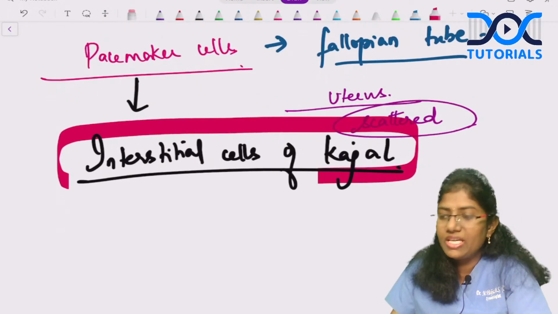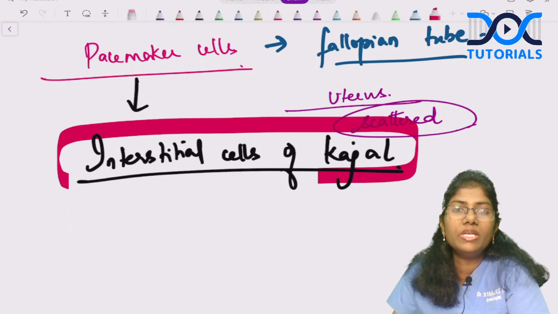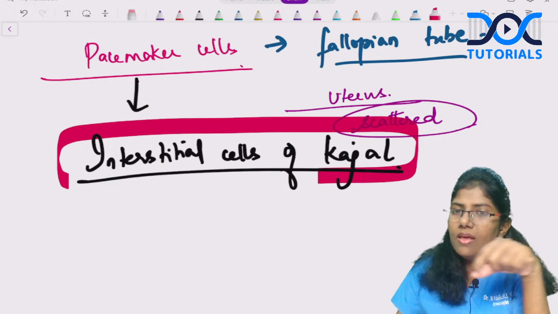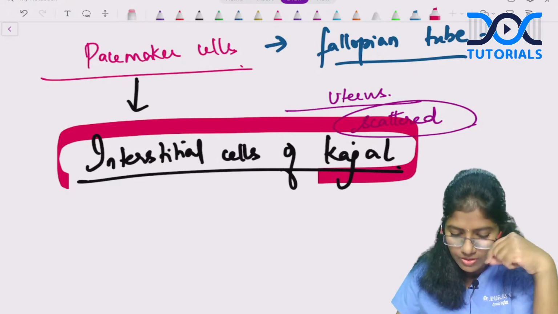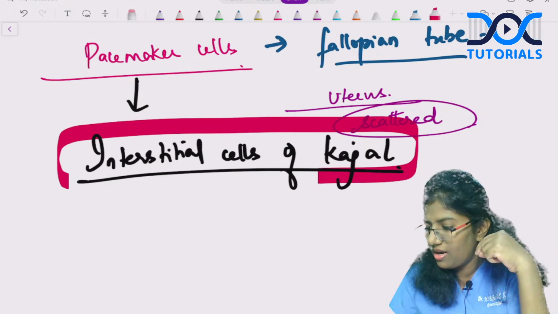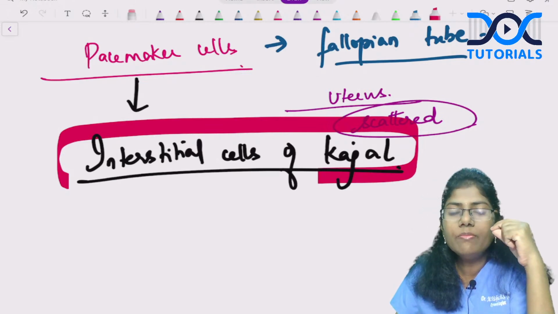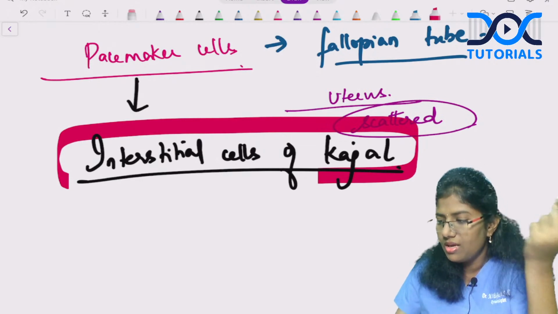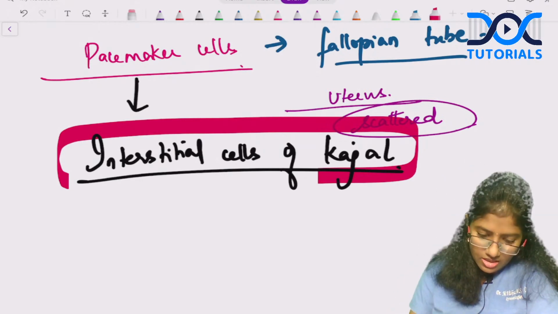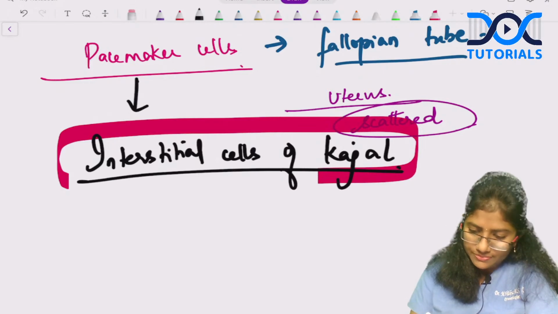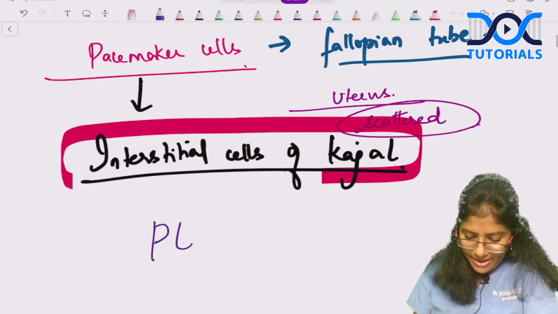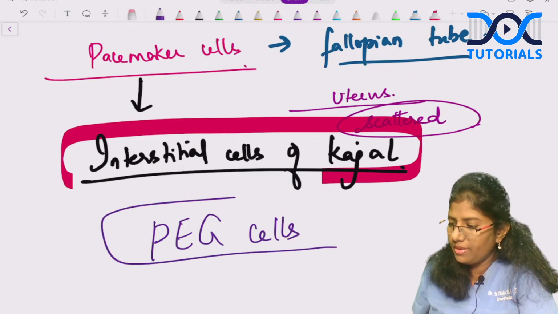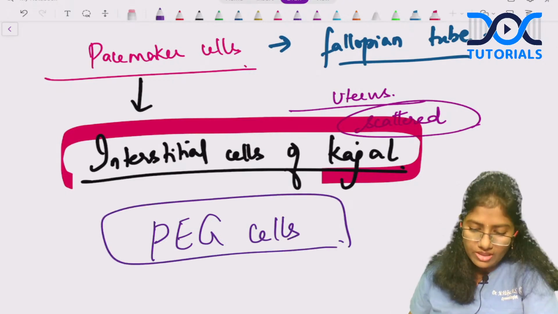Now, there's another important question. What are the specialized cells that are present in the fallopian tube called as? One specialized cell is present in the fallopian tube amidst the epithelium and the pacemaker cells. What is it called as? Yes, we have one important specialized cell in the fallopian tube, the function of which is not yet known, and they're called as PEG cells. Okay, PEG cells. So, are you clear?